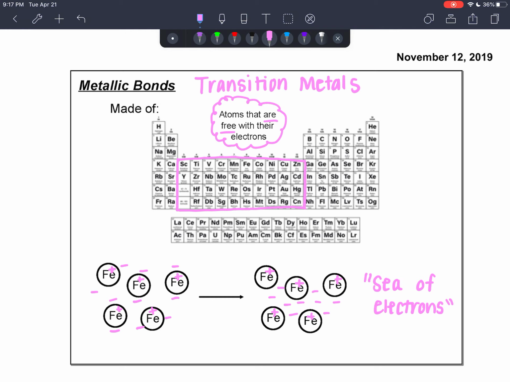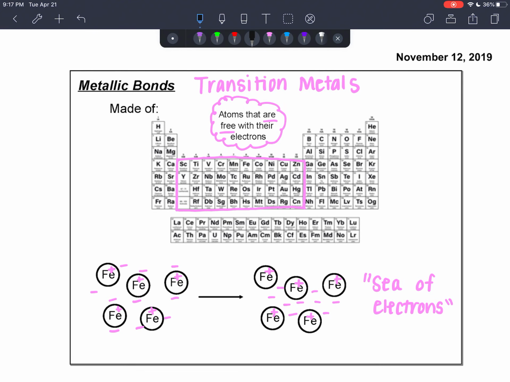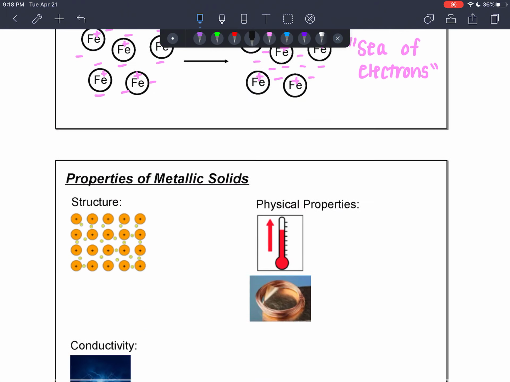So that's what actually gives these transition metals a lot of their amazing properties we're going to talk about on the next page. Before I move on though, if there's one thing that we take away from this slide, it's that metallic bonding is always between transition metals. That is key to metallic bonds.